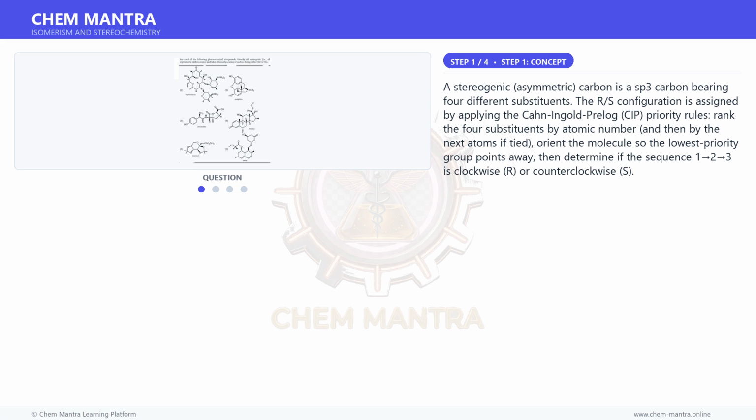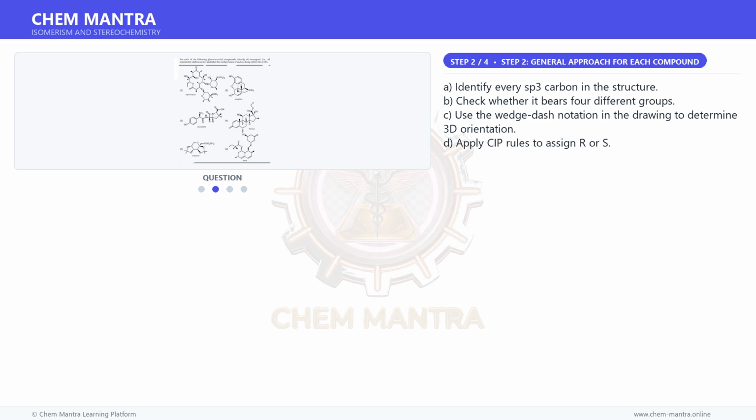The RS configuration is assigned by applying the Cahn-Ingold-Prelog, CIP, priority rules. Rank the 4 substituents by atomic number, and then by the next atoms if tied. Orient the molecule so the lowest priority group points away, then determine if the sequence 1 to 3 is clockwise, R, or counterclockwise, S. Moving on to the next step.